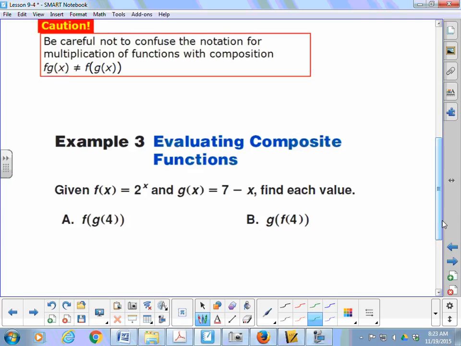All right? The caution is, do not mix that up with multiplication. F times g of x is not the same as f of g of x. Okay? So make sure you don't mix them up.